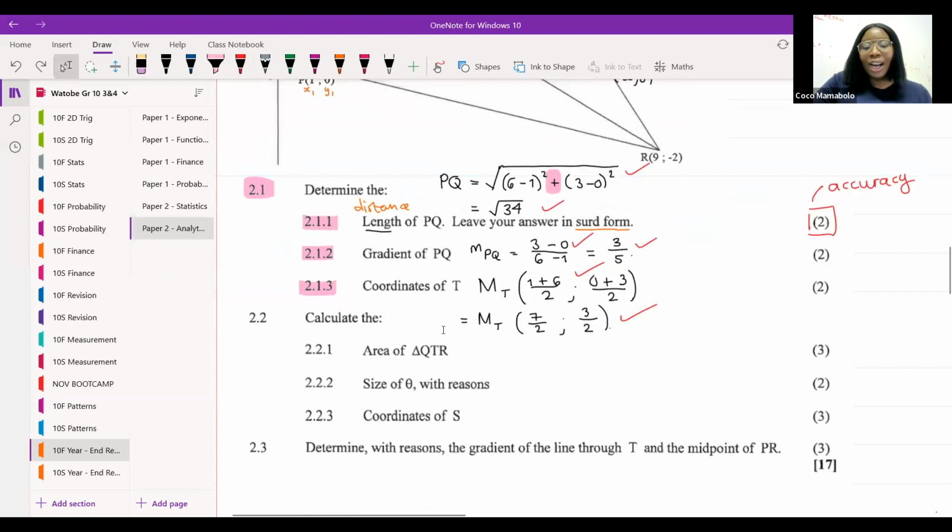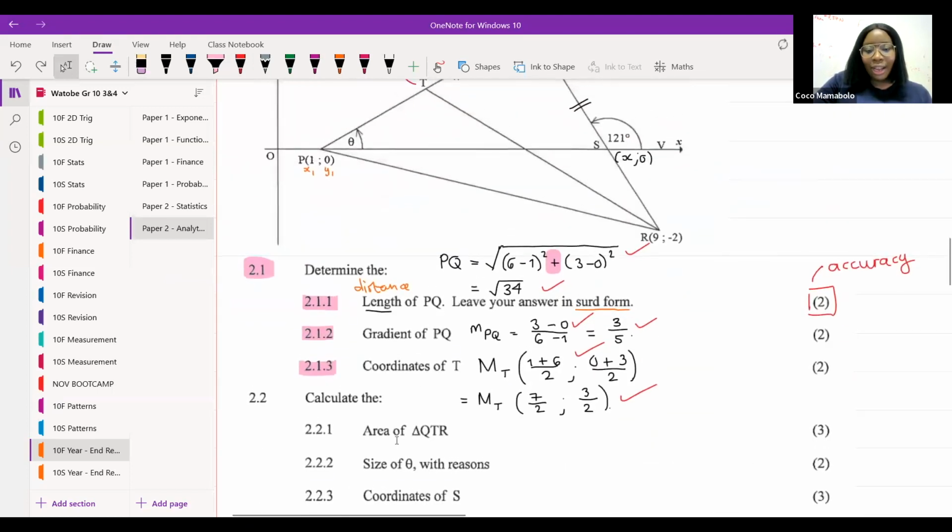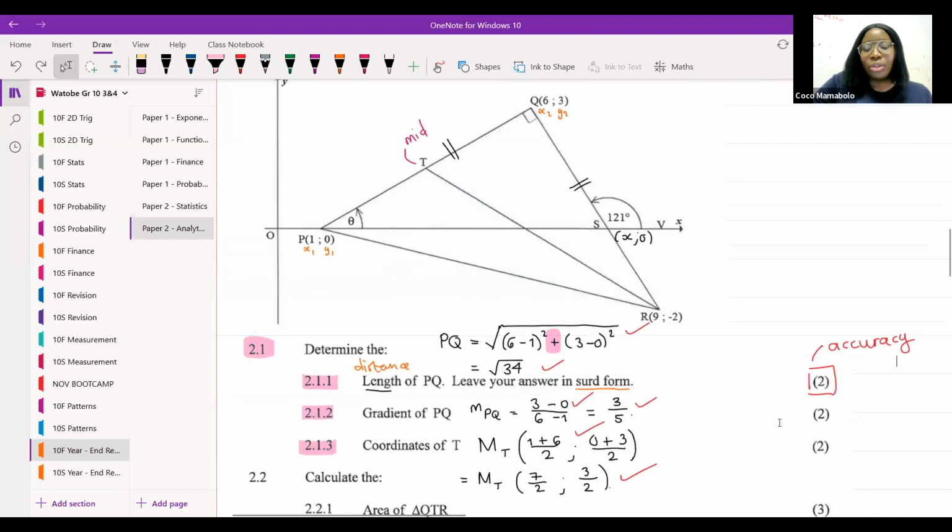Now it says, calculate the area of triangle QTR. In order for us to calculate the area of QTR, what do we need when we calculate the area of any triangle? Anatida, what do we need? We need the lengths of all the sides. Excellent. Are you going to help me find the lengths? I know you've already got answers because I feel like you're already done with this.